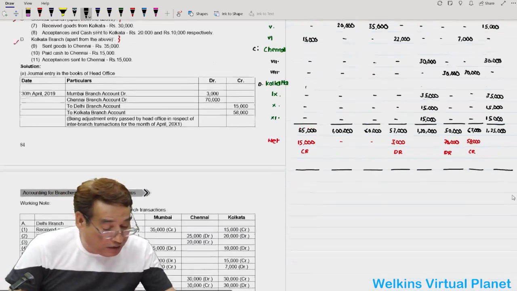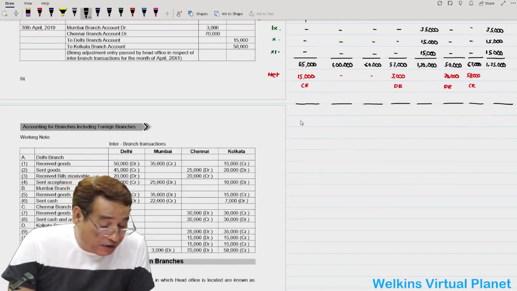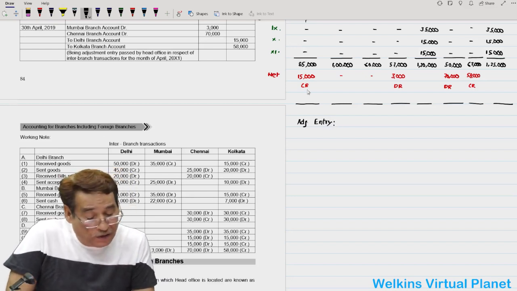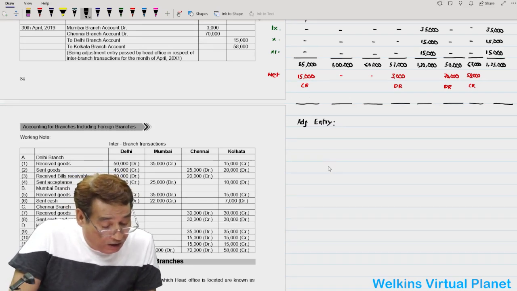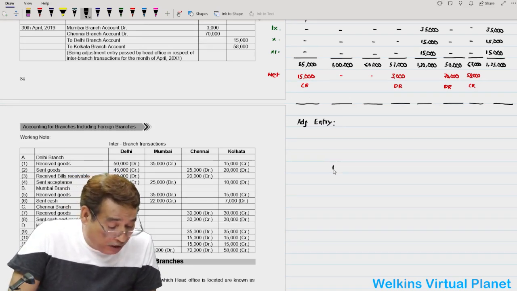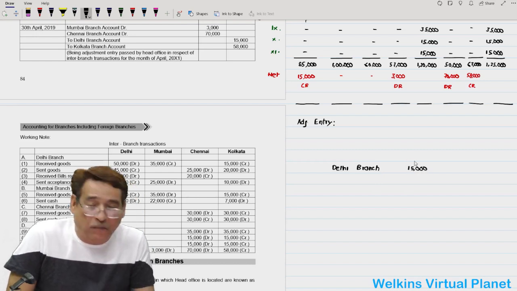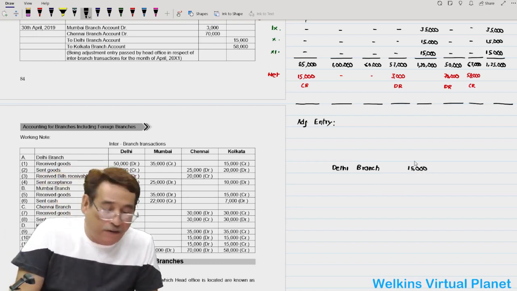And what will be your adjustment entry? Adjustment entry will be very simple. At the end of the reporting period or the particular period, you are going to pass the adjustment entry. See, in case of Delhi, Delhi is getting credited. So you will credit the Delhi branch account by 15,000 because it is having a credit balance. That means Delhi branch is supposed to receive 15.